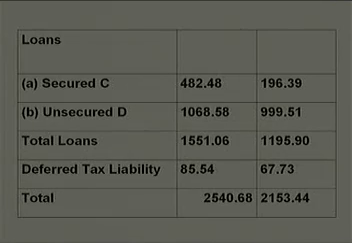Then comes loans. It could be secured loan, it could be unsecured loan. We will see what are these type of loans. So, the total loan is coming to be 1551.06. The previous year for the same date it was 1195.90. Then here also you will have deferred tax liability. So, the total is sum of all these things.